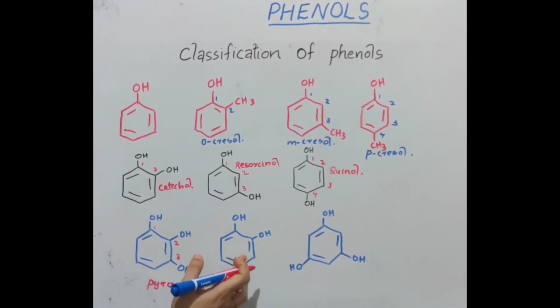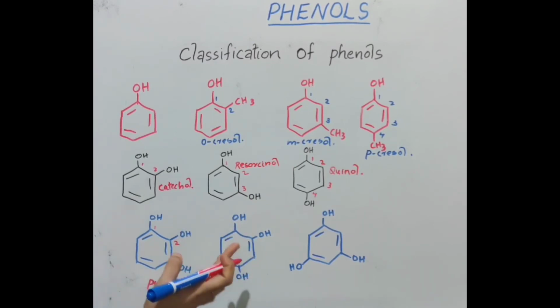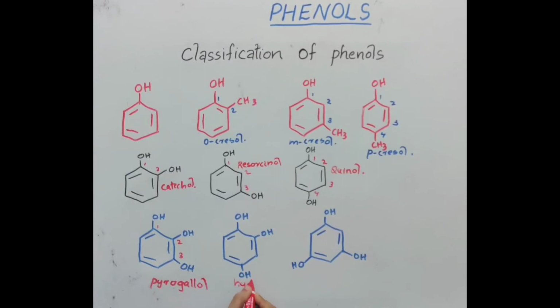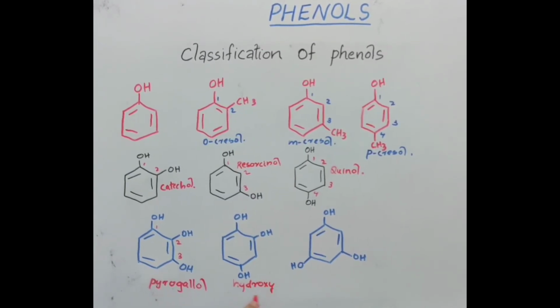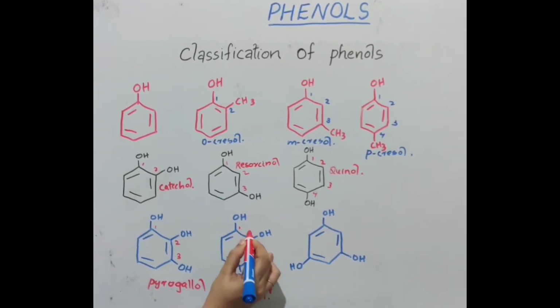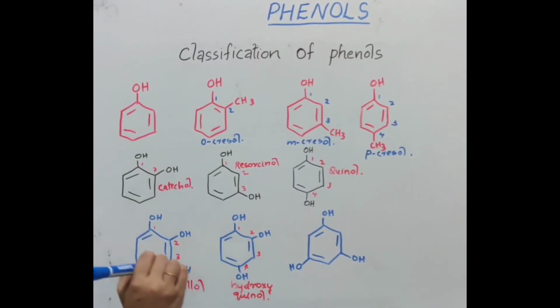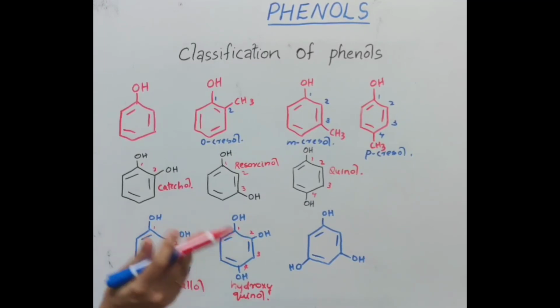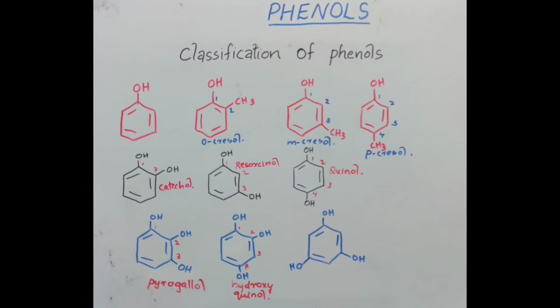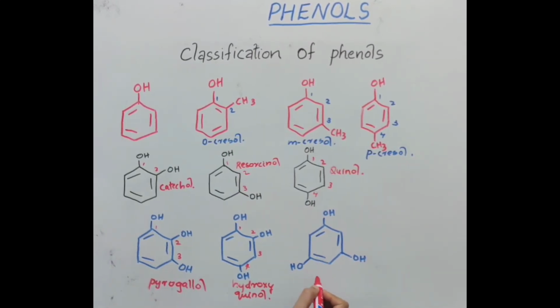Now next, the common name is hydroxyquinol, and the IUPAC name, numbering 1, 2, 3, 4, is benzene 1, 2, 4 triol. The method is the same for all.